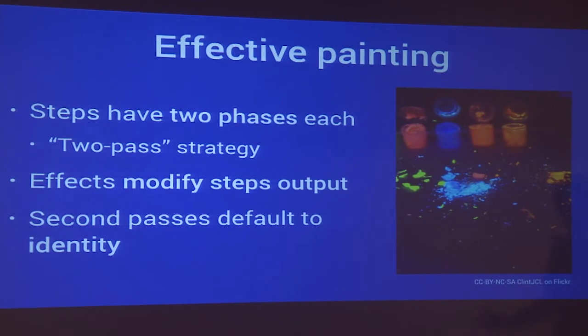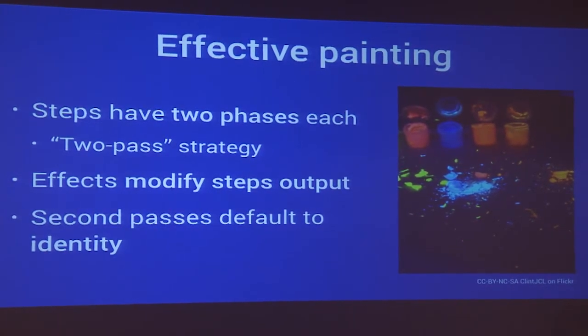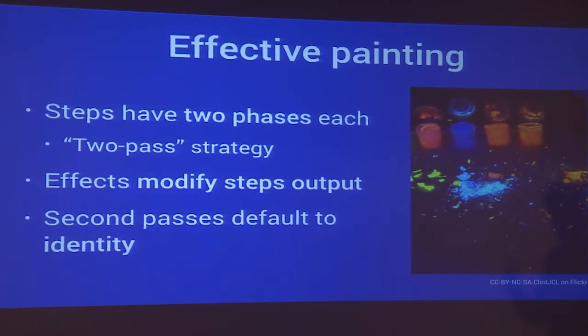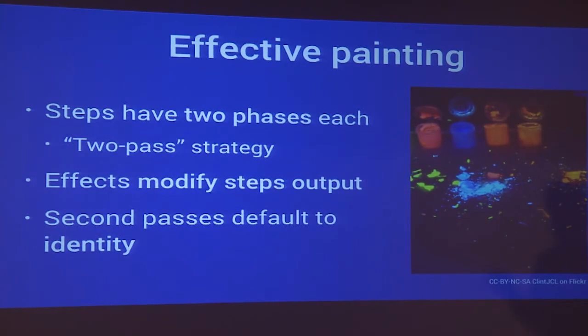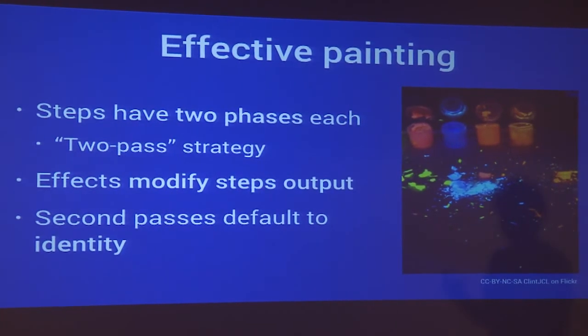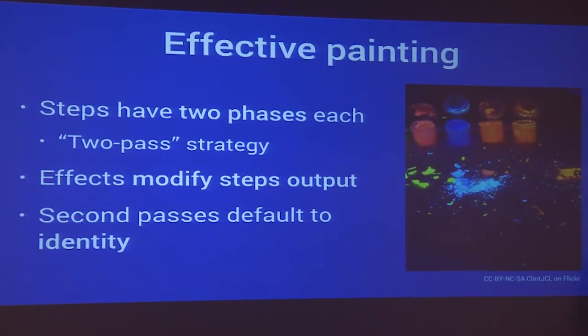So as you have seen in the pipeline, almost all the steps have two phases each. It's kind of a two-pass strategy for each step, where the first one produces the raw result, and the second one is used to refine what comes out of the step. Every single phase is collectively called an effect. An effect is basically something you can plug into to do your stuff, to change the way stuff is painted.